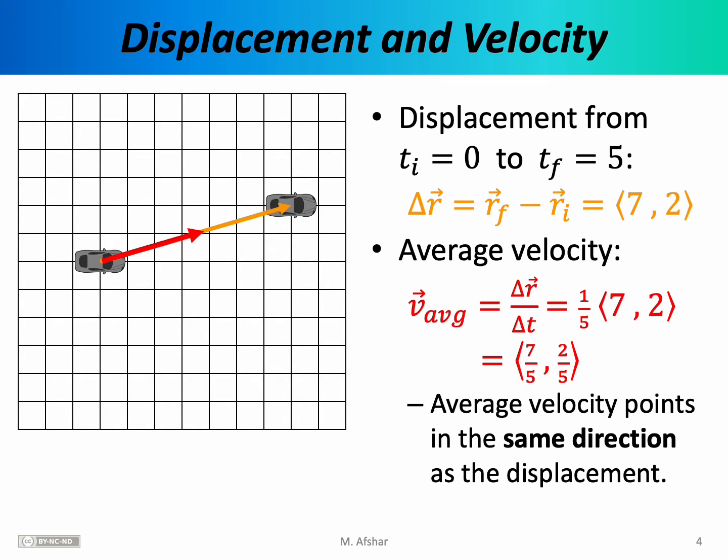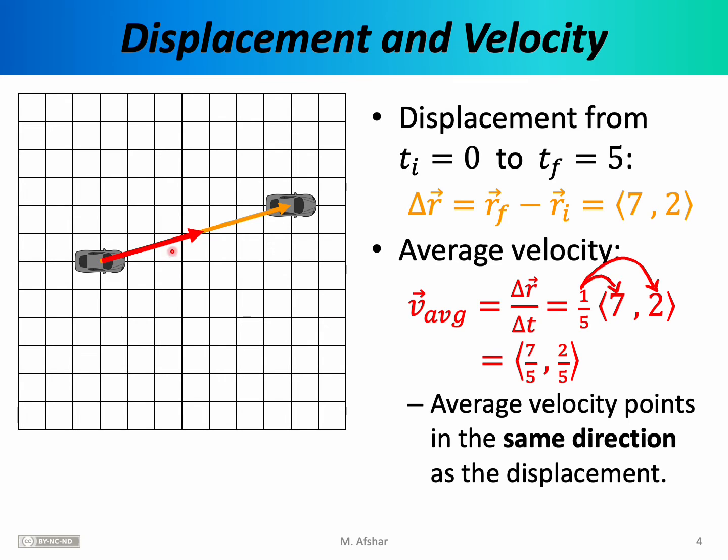At this point, you should know how to multiply a scalar by a vector. So we have the number 1/5. To multiply it by the vector 7, 2, we distribute it into the vector. So we multiply the x component and then we multiply the y component. And the resulting vector is 7/5, 2/5. This vector represents the average velocity of the vehicle over this 5-second interval.